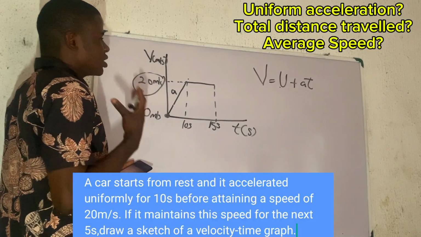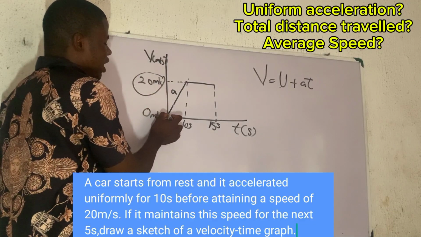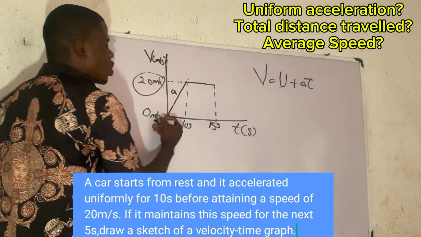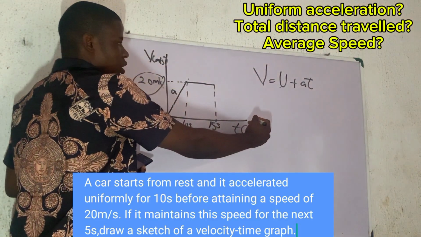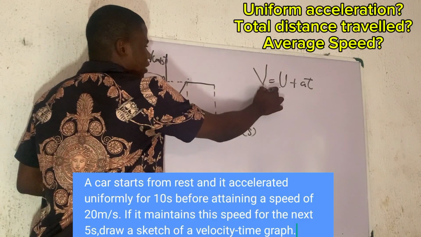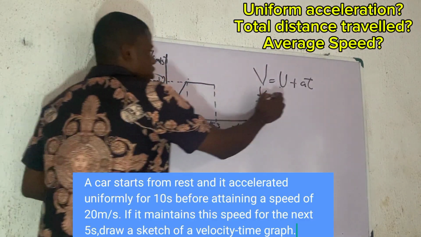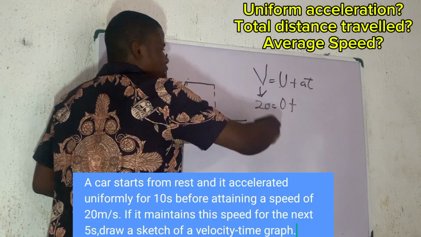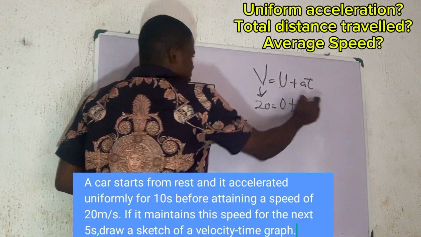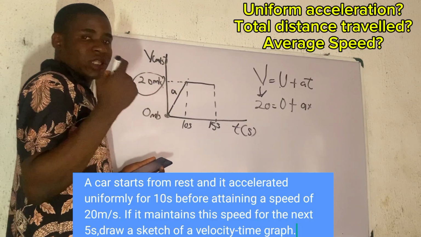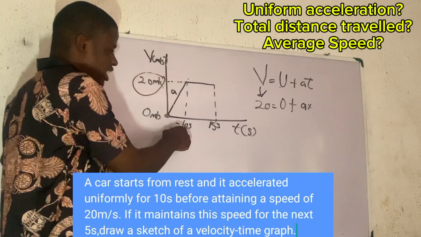For the fact that the body started from rest, its initial velocity is 0 meters per second. Now I would like you to take this as a graph, so that here is 0, when you move up the velocity increases, and when you move right, time increases. Does it make sense? So the final velocity, as I said, is 20, equals the initial velocity, which is 0, plus the acceleration, which is what I'm looking for, times time. What's the time it took that car to accelerate? It is 10 seconds, right?